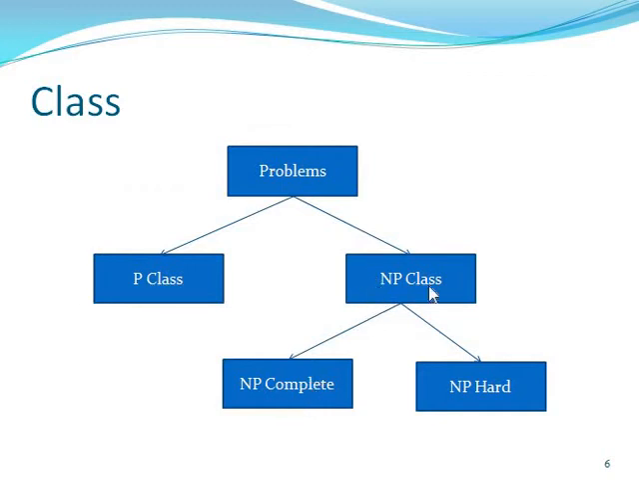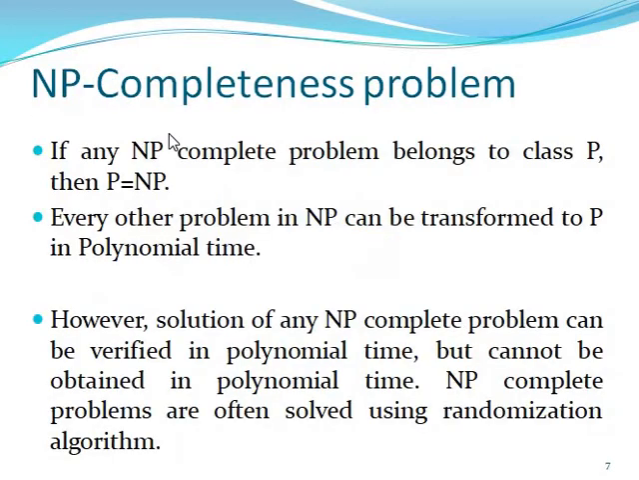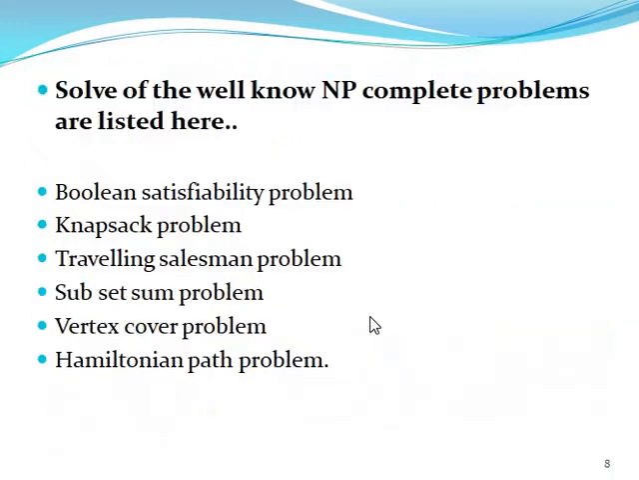Now we can say that the NP class has two types, NP complete problems and NP hard problems. So what is the NP completeness problem? If NP complete problems are solved in P time duration, it means polynomial time. So you can say that P equals NP, and every problem is solved in polynomial time. So this is NP complete problems. Now this is an example of NP complete problems: the knapsack problem and the traveling salesman problem. This is an NP complete problem.